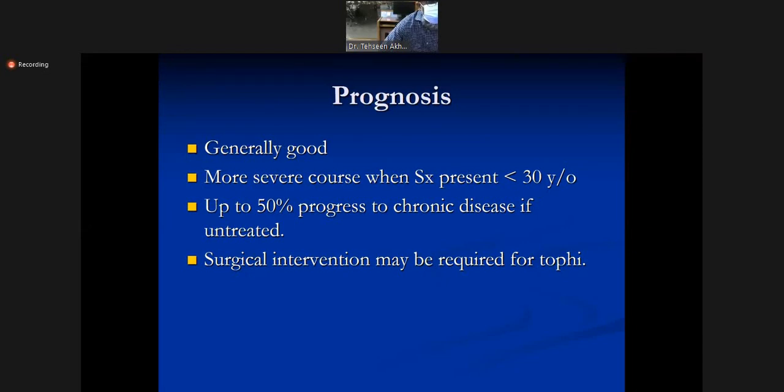Usually, these cases present in middle age, but if it presents at a young age, less than 30 years, then a more severe course may be expected. And if somebody has a hard nodule deposited in soft tissue, through surgical intervention you may take these tophi out. So generally, the disease has a good prognosis. This is all about acute gout.